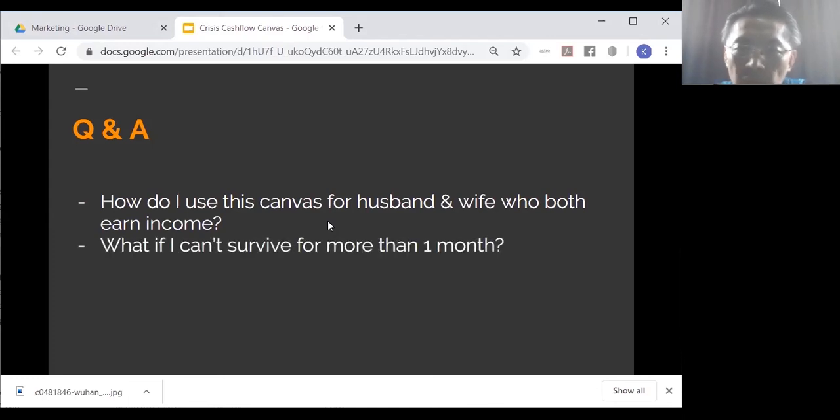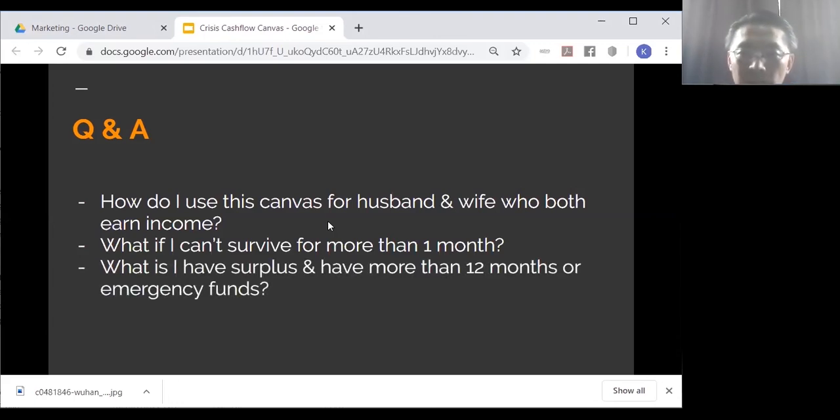What if I can't survive for more than 1 month? So I would suggest you to PM me on the site. This is something which I've helped one of my clients do, and quickly access some of the alternative emergency funds which I've shared just now. Some of the creative financing which I have done is fundraising, but during this period, it's actually very tough to do fundraising also. But when there's a will, there's a way.